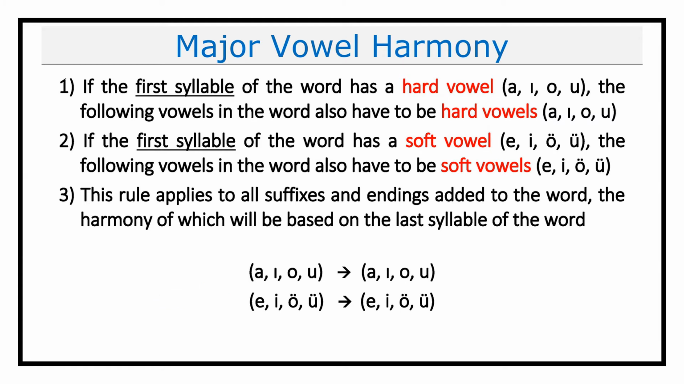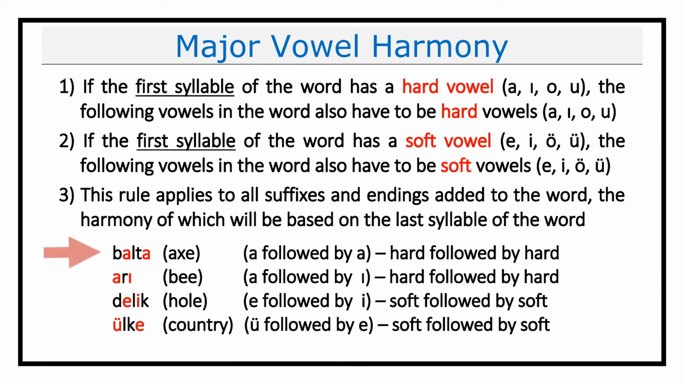Please pay attention to the fact that these rules apply to all suffixes and endings added to the word. This means that original Turkish words are basically composed of either syllables with hard vowels or soft vowels. That's it. That's all you have to know about the major vowel harmony. Let's see the examples below.